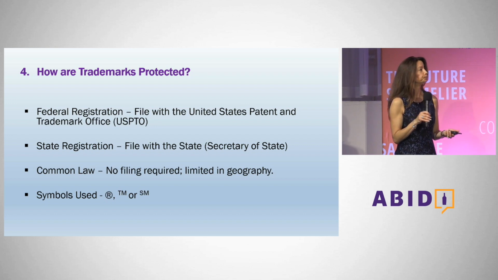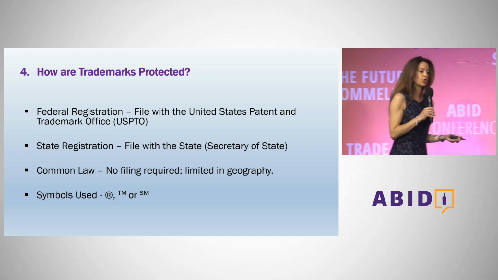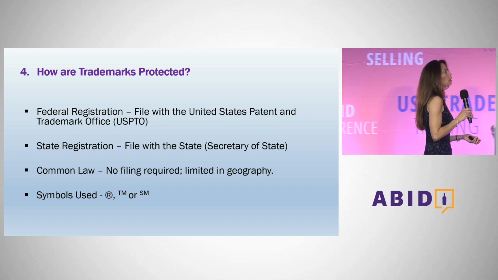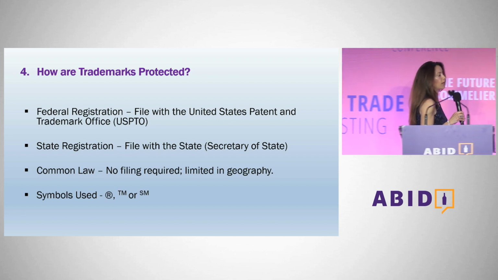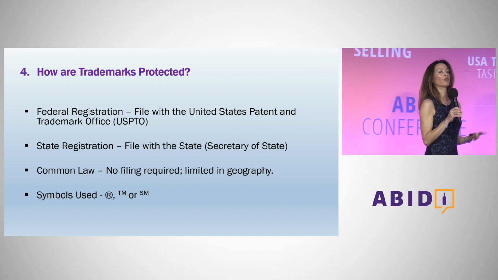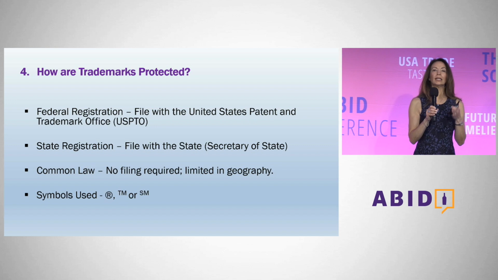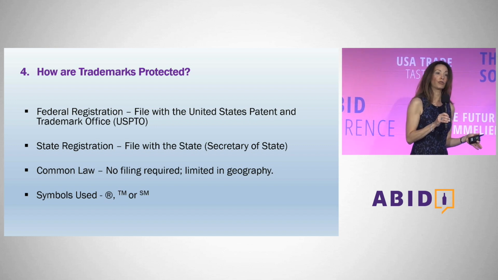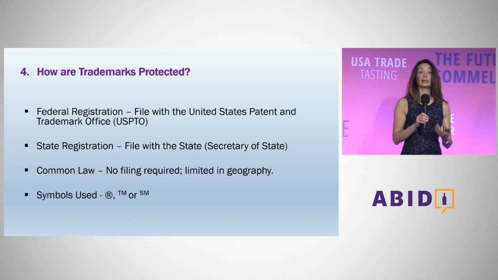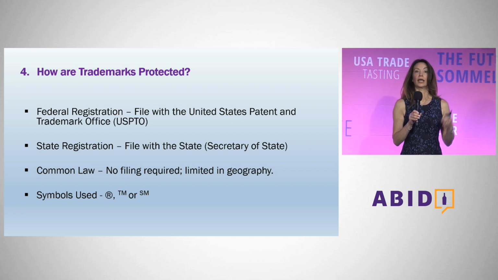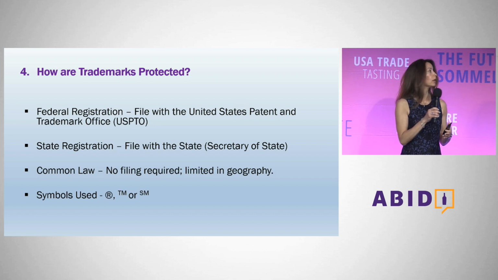With the state registration, you're going to file with the particular state that you're in. So if I'm in New York, I may file for just a New York state registration. However, realize that then you're limited. It's only limited to that particular state. So that does not prevent somebody from New Jersey or Connecticut using that same trademark because I did not file for federal protection, I only did it within the state.